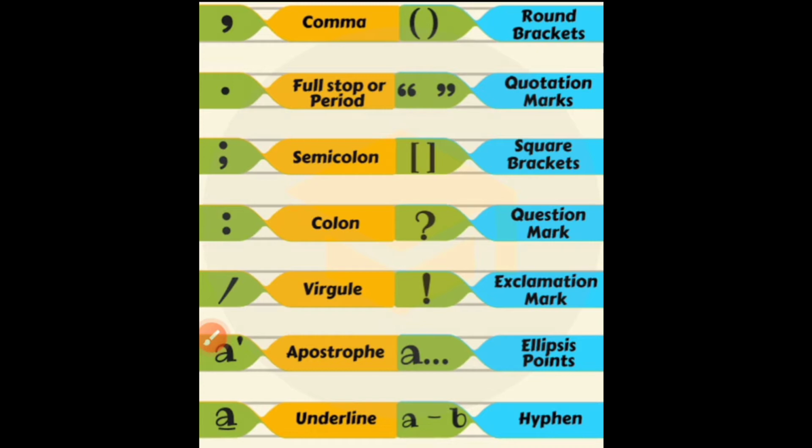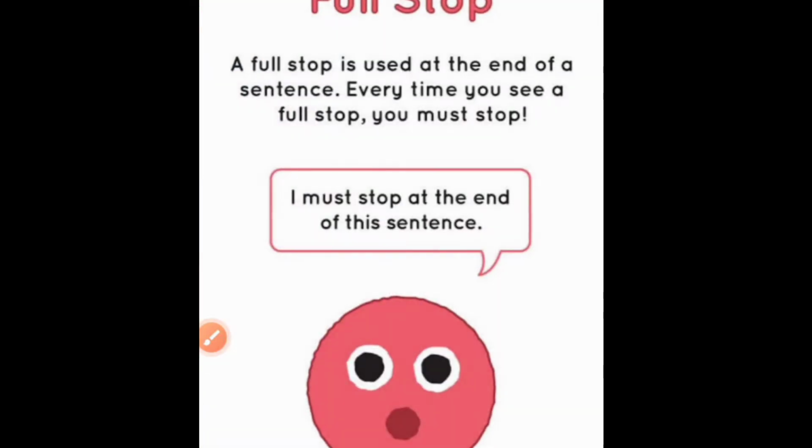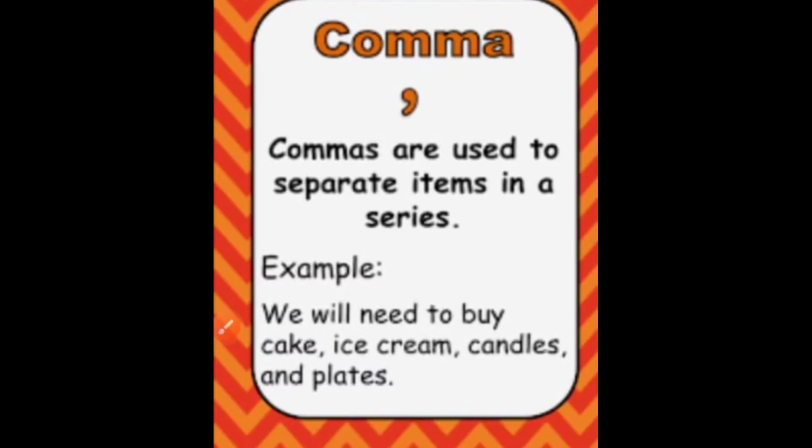So there are so many punctuation marks in English grammar, but in this video we will cover only four punctuation marks, which are comma, question mark, full stop and exclamation mark. So let's learn the first one, which is full stop. Full stop is used at the end of the sentence. It is always placed at the end of the sentence.